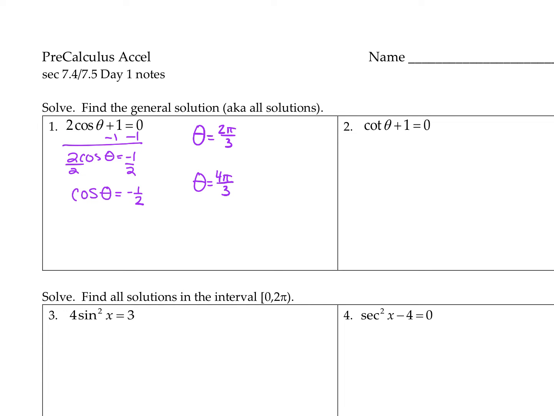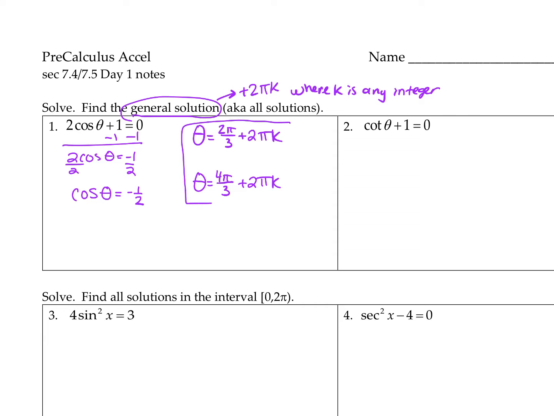Now in the directions, it says find the general solution, meaning that we are going to write an equation to represent all the solutions using plus 2k pi, where k is any integer. So when I write the solution, I'm going to write 2 pi over 3 plus 2 pi k and 4 pi over 3 plus 2 pi k. And so this would be my general solution for number 1.